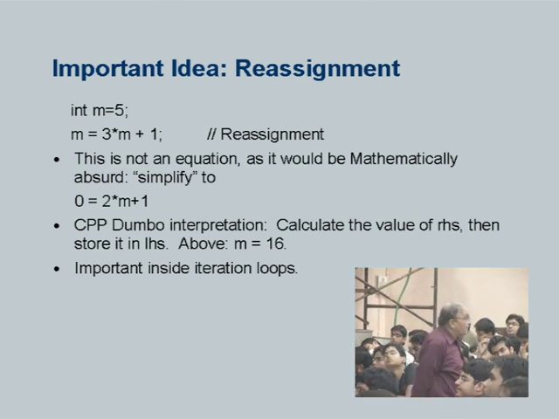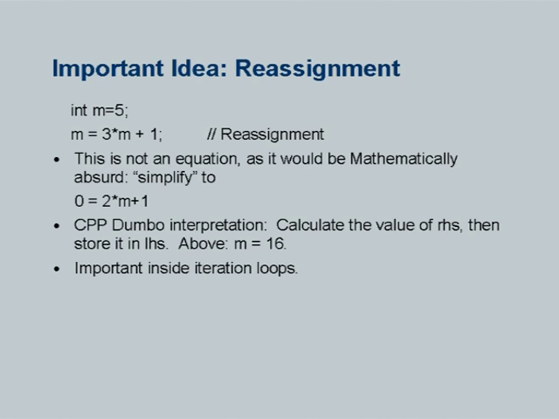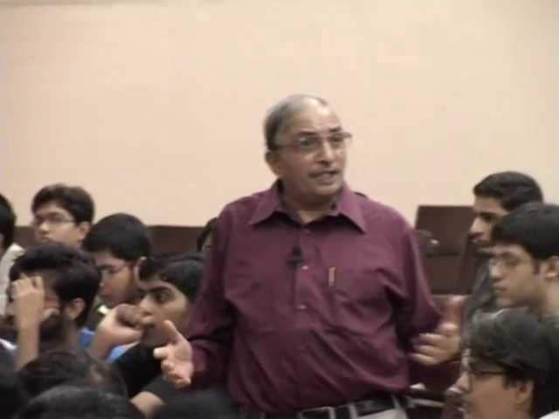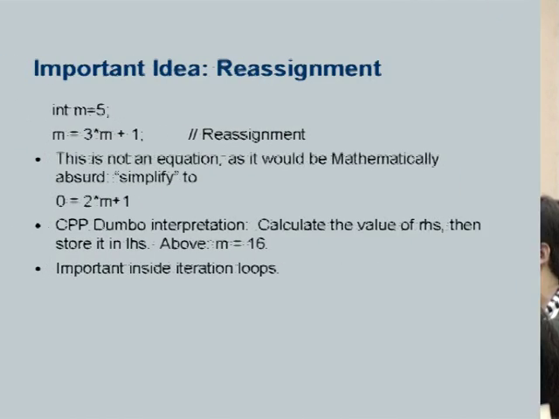This is an instruction to Mr. Dumbo. Mr. Dumbo, look at the right-hand side of this expression, the right-hand side of the equal to symbol. It says 3 star m plus 1. Don't bother about the left-hand side. The right-hand side is the expression which I want you to evaluate using existing values of those variables like m or whatever. So here is what Dumbo will do.